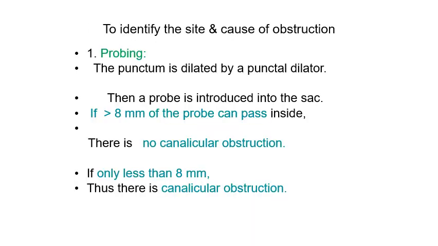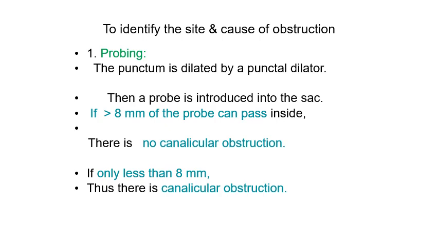After probing, the punctum is dilated by a punctum dilator. In our ophthalmology posting, you can come across this procedure that is done before a cataract surgery, called syringing of the sac or sac syringing. In a case of dacryocystitis, you investigate where the block is, and then you go accordingly. There is a probe called Bowman's probe.